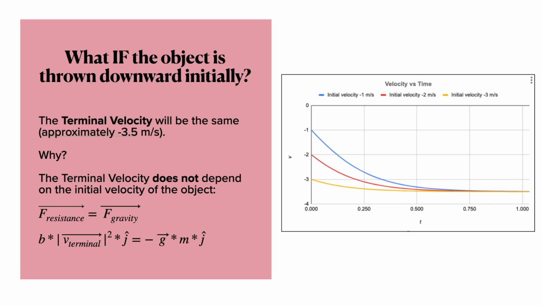The second question asks to predict terminal velocity in a scenario where the ball is thrown downward initially, which means that the initial speed was a non-zero number. By looking at the equation of momentum principle, when gravity force equals the air resistance force, we see that the terminal velocity does not depend on its initial velocity. Therefore, the terminal velocity will be the same, approximately minus 3.5 meters per second.